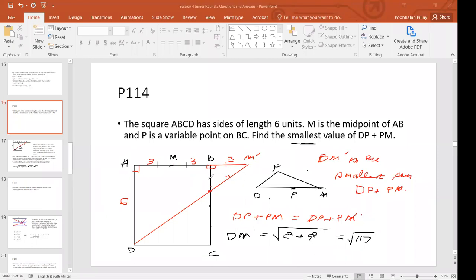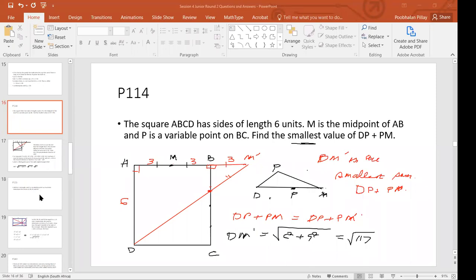But there are other problems like that in the book. You can go and look for them. Just look for smallest value of. Type that in and see whether you can get some other problems which are similar to that, and try to get familiar with those types of problems. Now we go to problem number 115. That's the next problem.